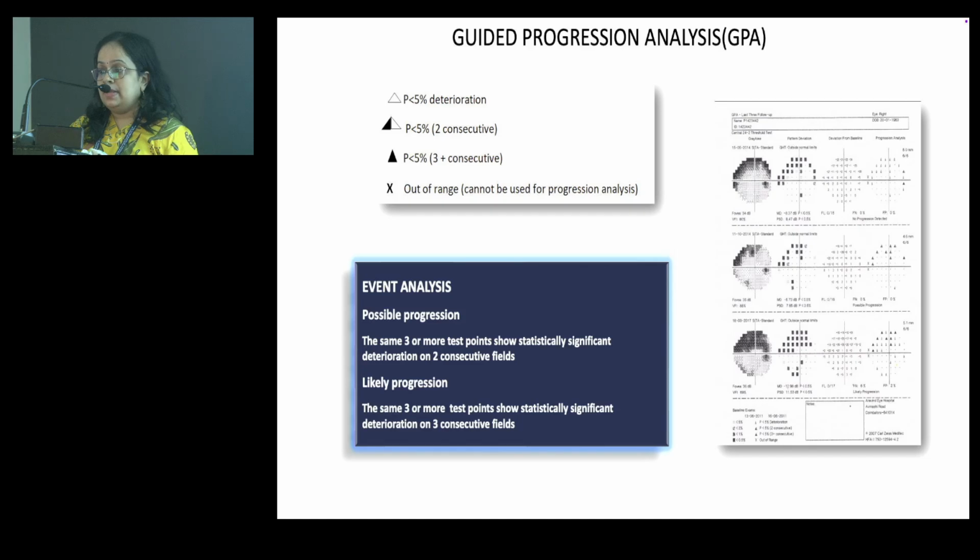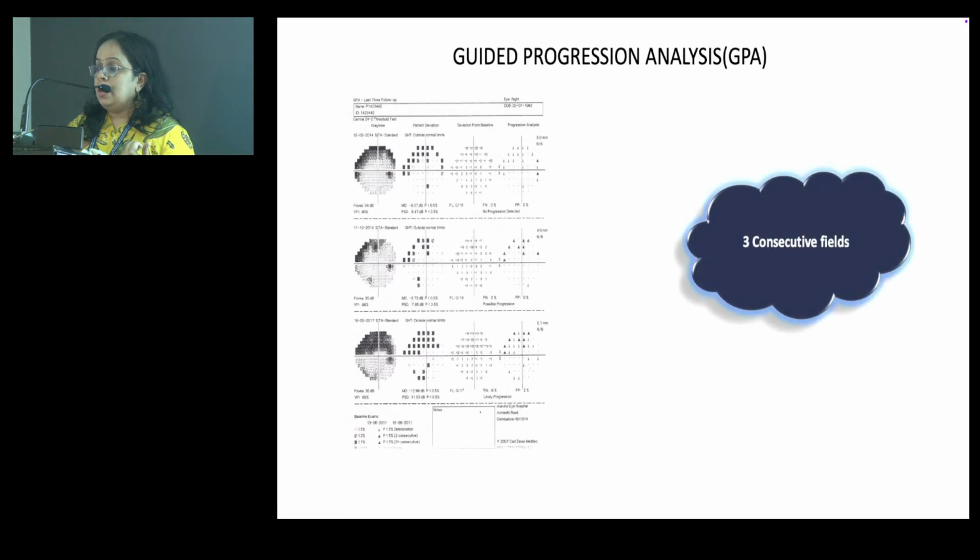And there is also an event based analysis, which tells you whether the same 3 points in 3 consecutive visits have a 5% deterioration. One is an open triangle, a half filled triangle and a full filled triangle. If the same point has a 5% deterioration in 2 consecutive visits, it is possible progression, and in 3 consecutive visits, it is likely progression. And there should be 3 consecutive fields, that is very important.